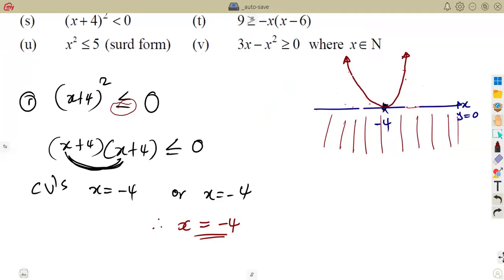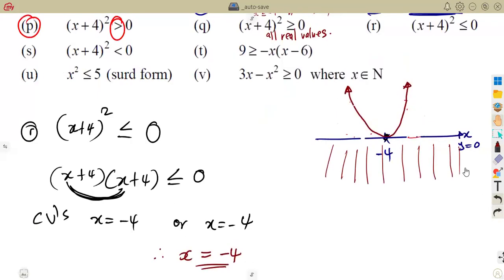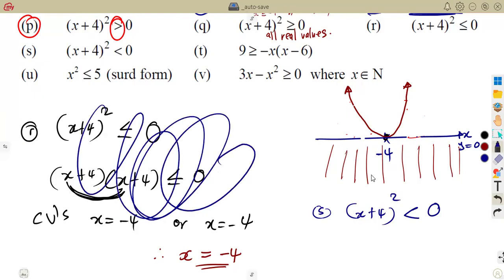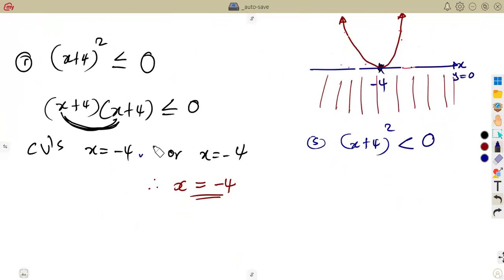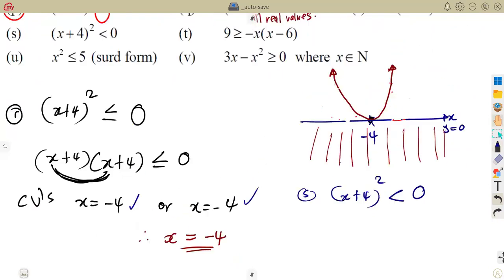So the -4 cannot be neglected. We write it as an equation. But if you check on S, we do not have a solution at all, because it will be like this. On S, it is the same thing: x plus 4 squared is less than 0. As you can see, it is the same as this one. So you're going to have your critical values just the same way as when it is less than or equal to 0. You have your critical values and the graphical presentation. You draw your graph like this. This is at -4. But where are we going to have the solution? There's no solution. There we cannot say x can be -4.